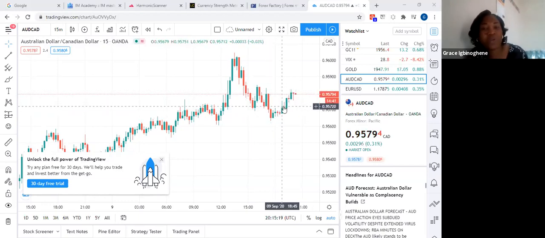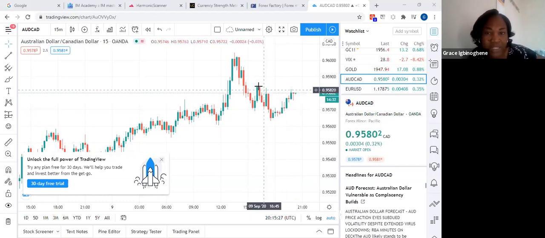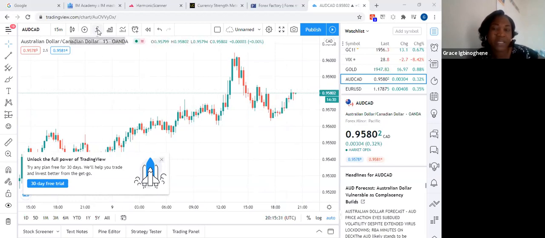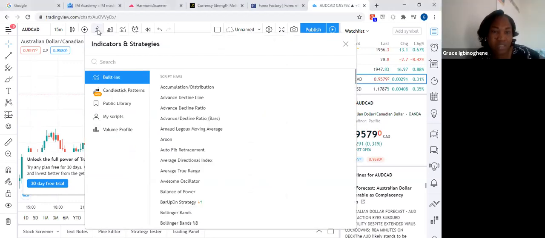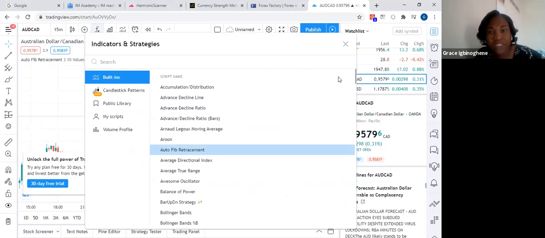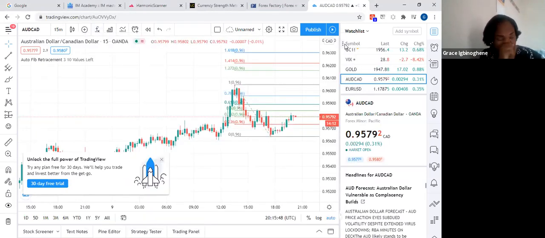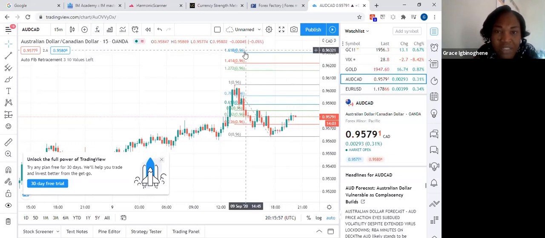So assuming now I say, okay, I want to buy this market, and I need to put my take profit and stop loss. I just go to indicators here. Up here it says FX. So FX, I click on it, and then I find auto fib retracement. I click on it, and then I close my indicator tab. So already you can see that my Fibonacci is on the chart. The Fibonacci is all these lines with numbers that you can see, right?